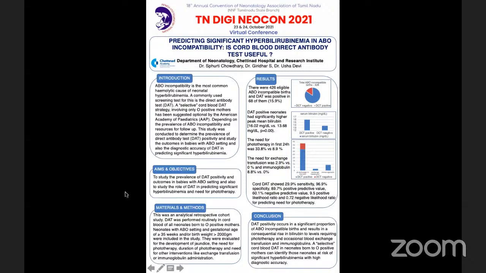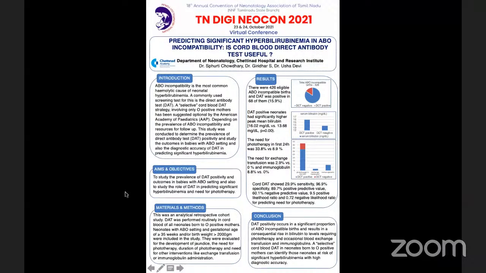The aim and objective of the study were to determine the prevalence of DAT positivity and the outcomes in babies with ABO incompatibility, and the role of DAT in predicting significant hyperbilirubinemia and the need for phototherapy. This was an analytical retrospective cohort study. Cord blood DAT or DCT was performed routinely in all neonates born to O positive mothers between January 2019 to December 2020. Neonates with ABO incompatibility with gestational age of more than 35 weeks and or birth weight of more than 2 kgs were included in the study.